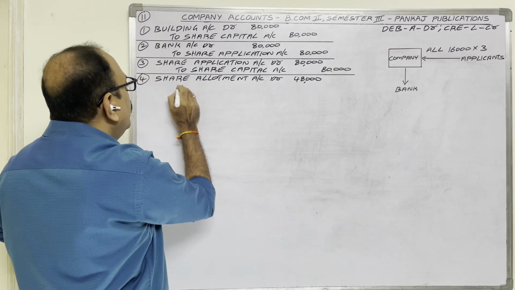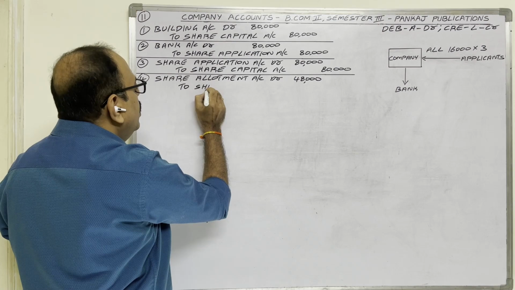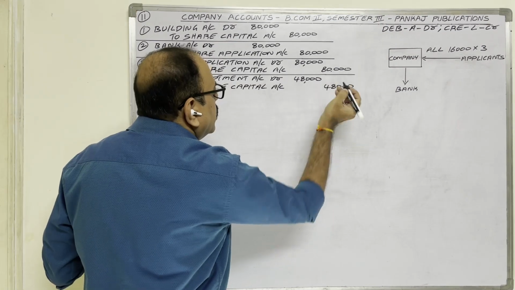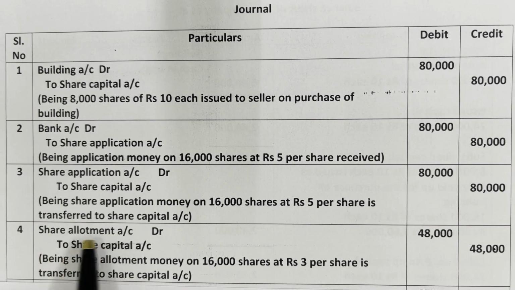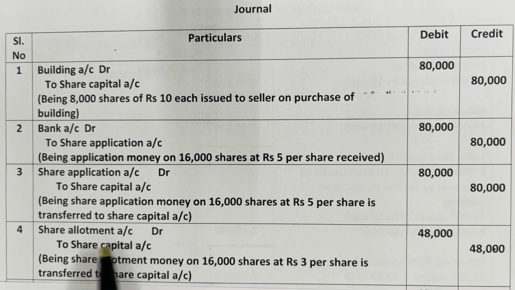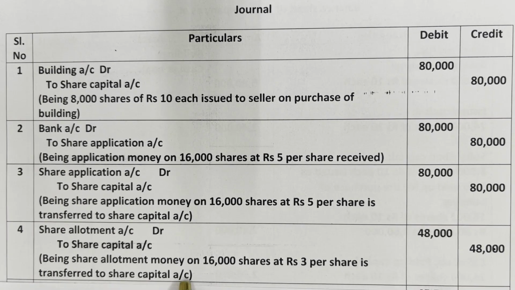That amount we want to transfer to share capital. Therefore, like the third entry, credit share capital account. Amount same, 48,000. Fourth entry, share allotment account debit to share capital account. On 16,000 shares at the rate of 3 rupees each, share allotment money we are transferring into share capital. Narration: being share allotment money on 16,000 shares at 3 rupees per share is transferred to share capital account.